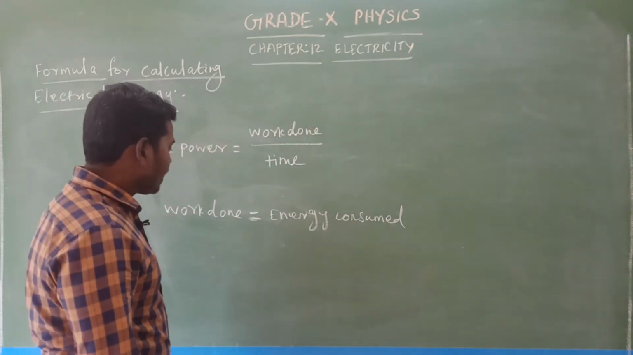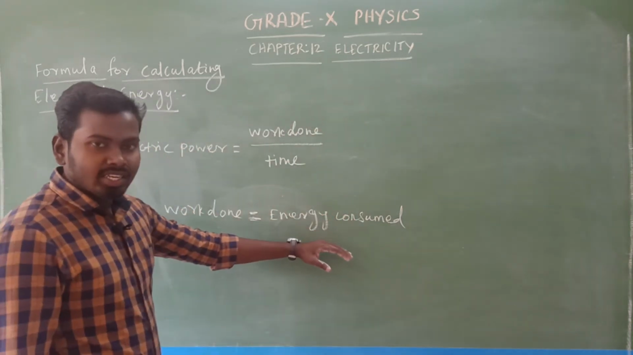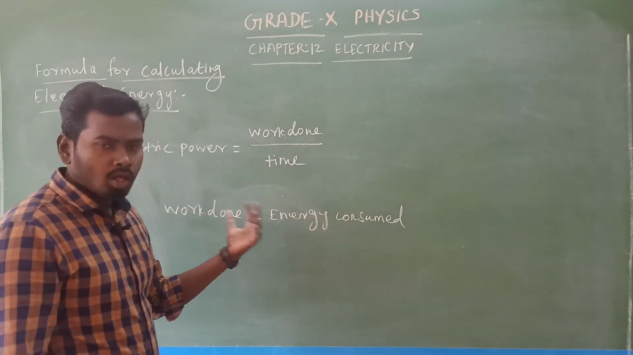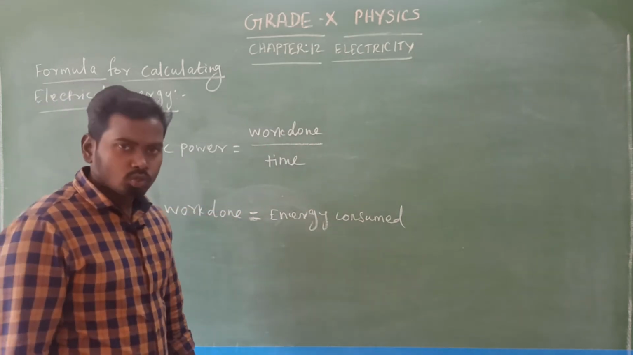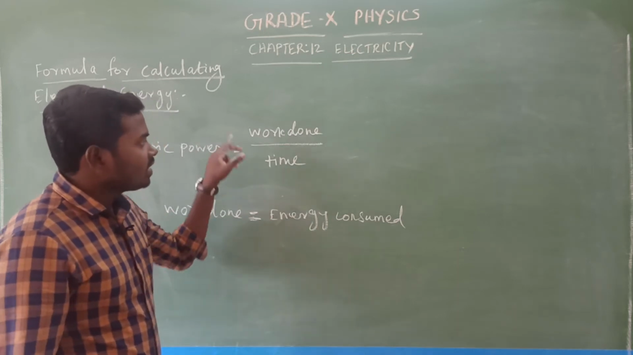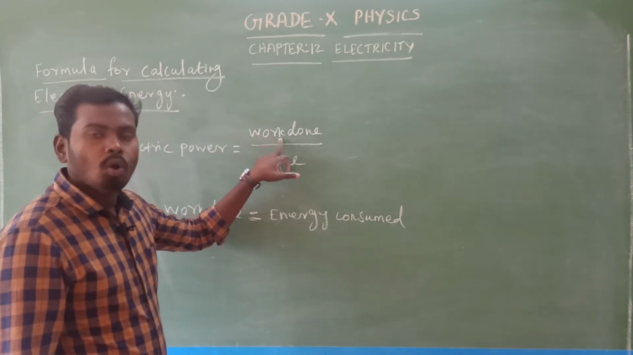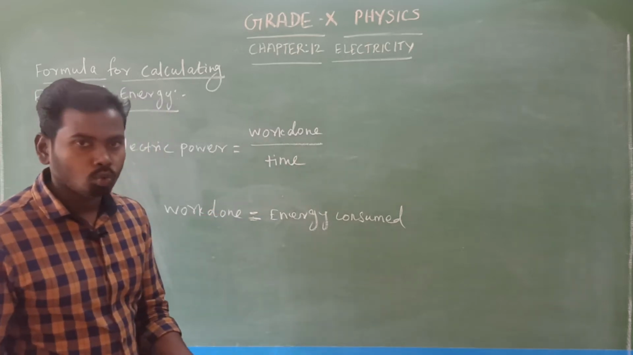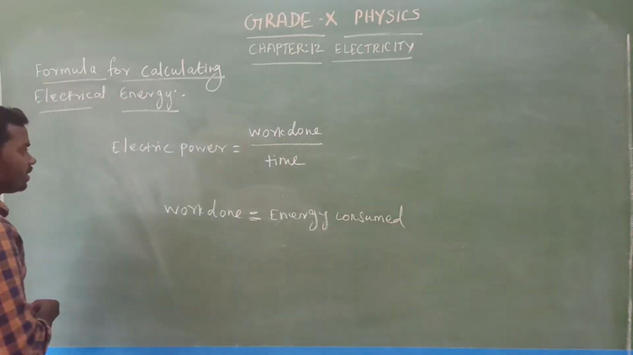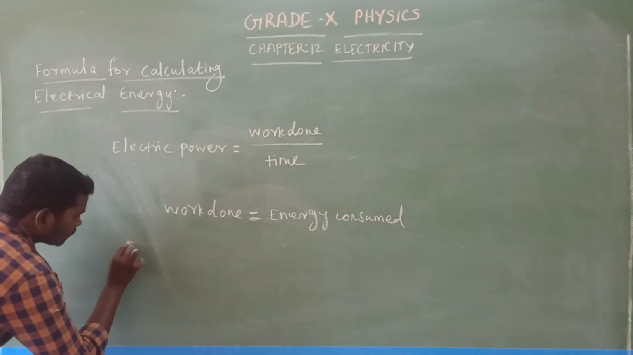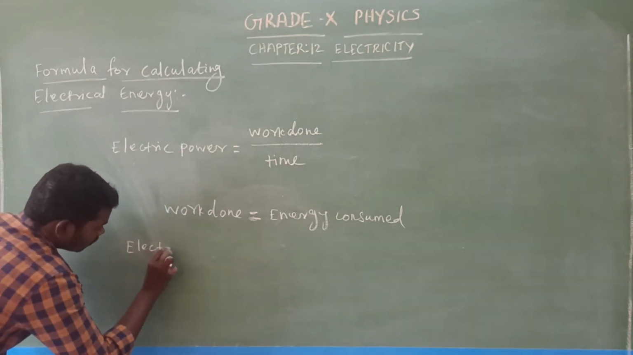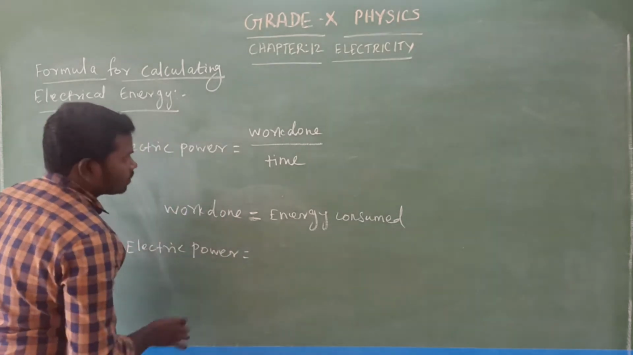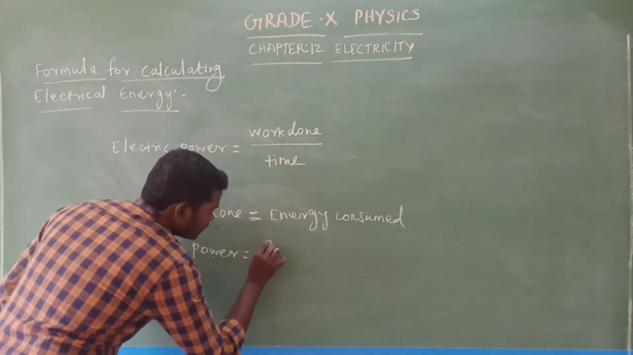So we can write energy instead of work done, because both are equal. Work done is equal to energy consumed, so obviously we can write energy instead of work done, no problem at all. I'll write here: electric power is equal to energy.